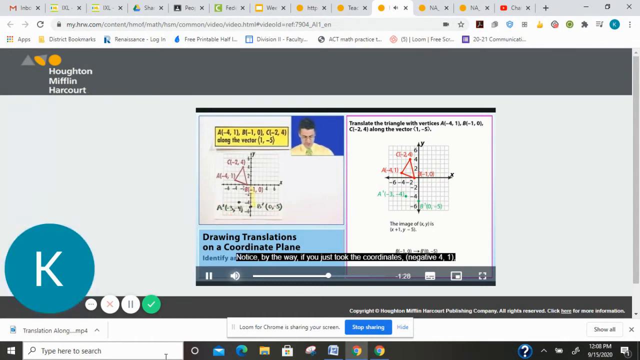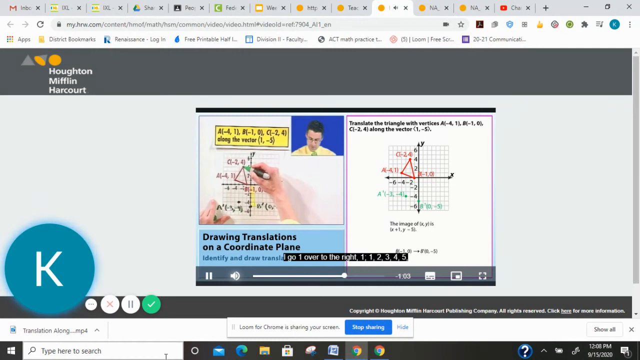Notice, by the way, if you just took the coordinates -4, 1, and you added the coordinate 1 to -4, we get -3. If we take 1 and add -5, we get -4. Isn't that cool? That turns out that always works. If you take the -1 and you add 1, you get 0. If you take 0 and add -5, you get -5. That always works. Let's see what happens here with C, where C gets moved to.